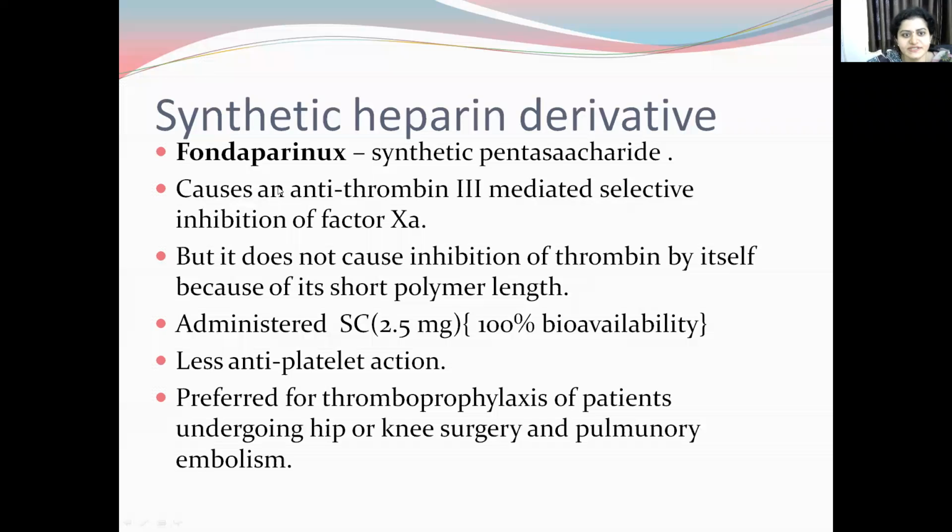So now we start with the synthetic heparin derivatives. The first drug is fondaparinux. It is a synthetic pentasaccharide. It causes an antithrombin 3 mediated selective inhibition of factor 10A. It does not cause direct inhibition of thrombin, that is factor 2, because of its short polymer length. The dose is 2.5 milligram. Mostly it is given by a subcutaneous route, and by this route there is 100% bioavailability.